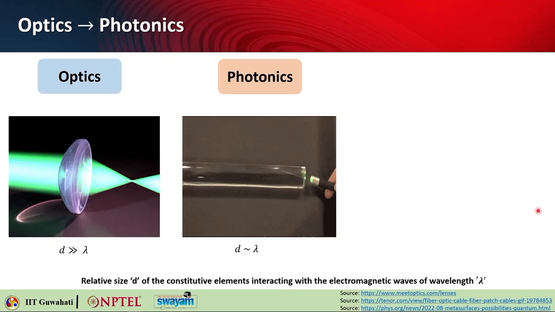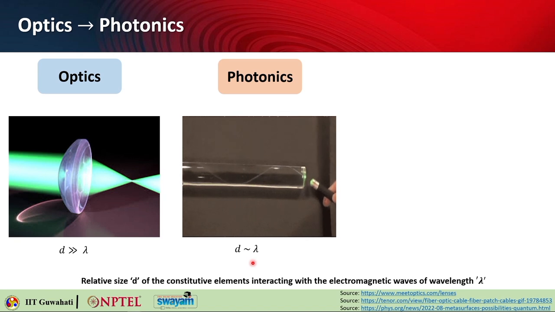And what is the wavelength of light? As we understand, it is like 400 nanometers, so it's like 0.4 micrometer to almost 0.8 micrometer. So they're almost comparable. So that is where photonics becomes relevant. So when I say photonics, this is the main factor, that the size of the constituent materials or elements will be comparable to the wavelength of light. And that allows you generation, processing, guiding and sensing of light.